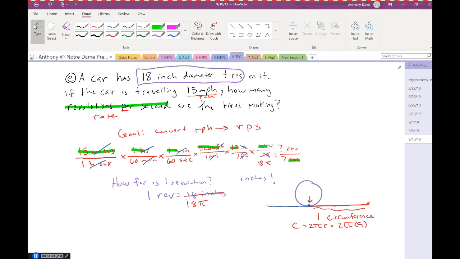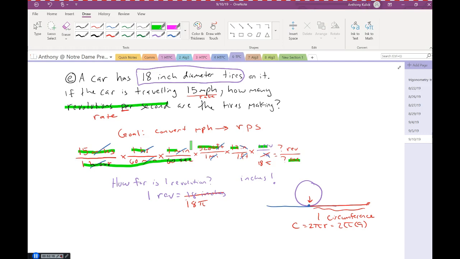Now, to convert from miles per hour into revolutions per second, the first thing we did was convert hours into seconds. So that was the first two conversion factors. I converted first hours to minutes, and then minutes to seconds. You feel good about that?